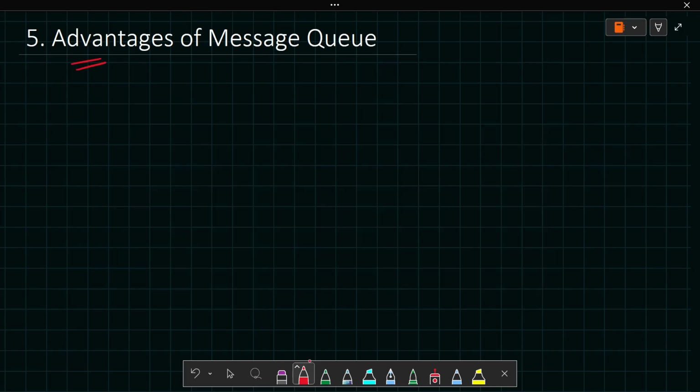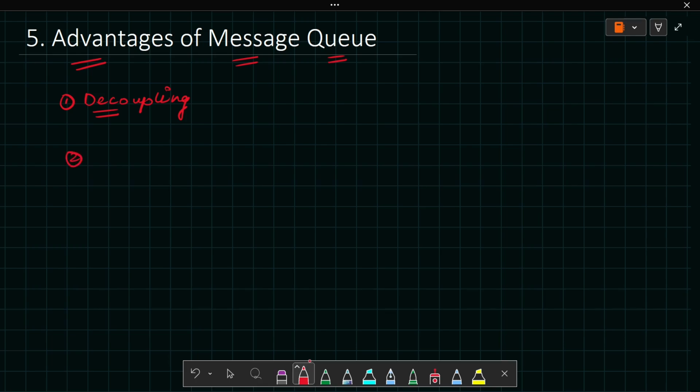Now let's discuss the advantages of message queues. Let me briefly describe the headings. First is decoupling. What do we call decoupling? Message queues decouple producers and consumers, which allows them to operate independently. This enables a more flexible and scalable architecture.